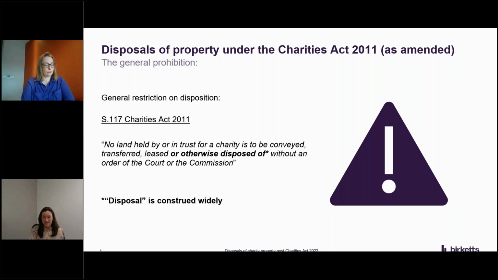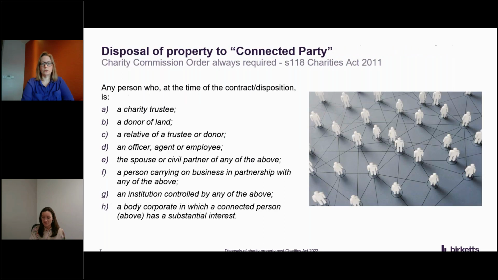There is, however, an exemption process that you can follow so that you don't need to get an order from the court or the commission, which I'm just going to run through briefly. But the other point that you need to think about as well is who you are transacting with. It's very important to identify whether you have a connected party, and the Act has quite a detailed definition of who counts as a connected party.